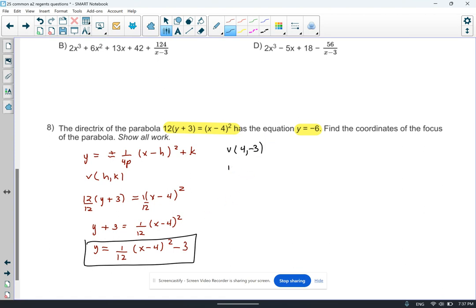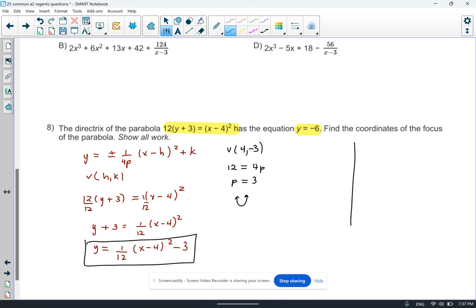I can also find p. 12 is equal to 4p. Remember, whatever is in the denominator of that leading coefficient is 4 times p. And so when I do that and I solve for p, I get 3. I also know the parabola is facing upwards because there's no negative in front of the leading coefficient.